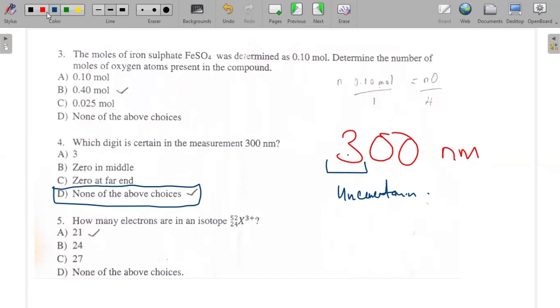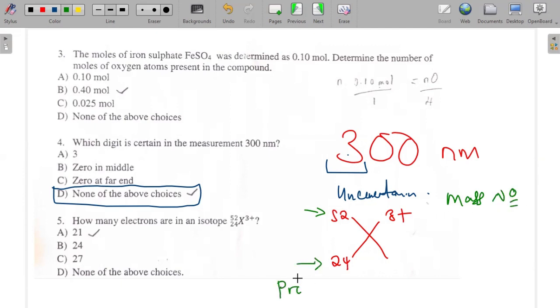Okay, question 5. How many electrons are in an isotope that has been written as this? So we have X to the power 3 plus, and then 52, and then 24. We said that always the bigger number is what we call the mass number. And the smaller number here is what we call the proton number, meaning the number of protons, right?